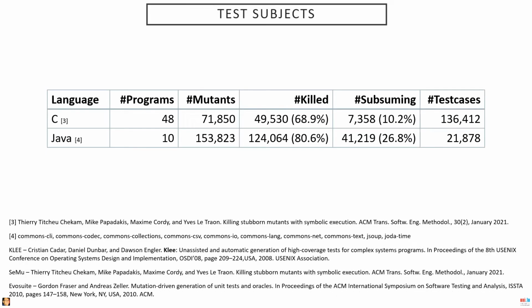Our data set is composed of 48 GNU core utils programs for C and 10 Apache Commons projects for Java. The test pools were built by considering developer tests and adding automatically generated tests using CLE and SEMU for C projects and Evosuite for Java projects.